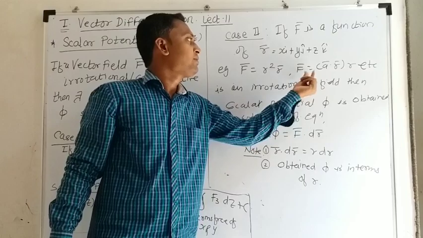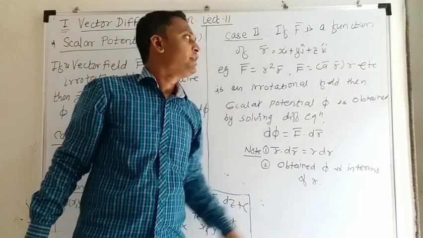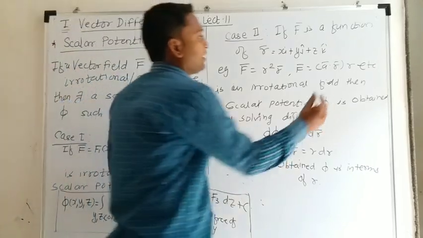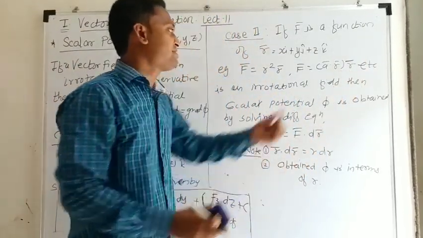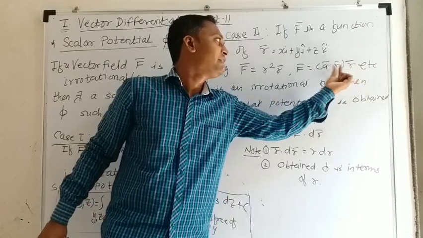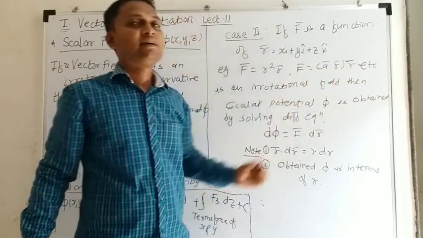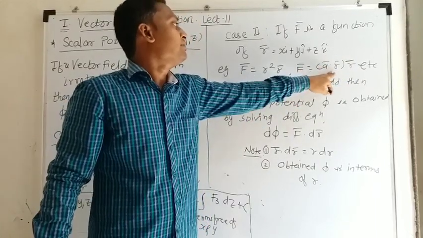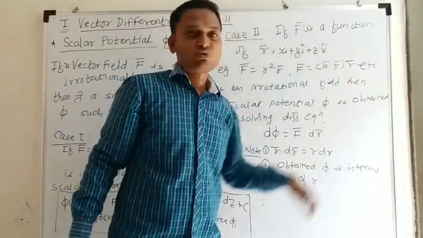This function f bar equals a bar dot r bar into r. Wait a minute, here we must have r bar, because this is a scalar quantity and this is a vector quantity. So scalar into vector gives a vector. So the final result has to be a vector. F bar is a vector, therefore r bar has to be there. So both are in terms of r bar. Such type of functions will be in front of you.